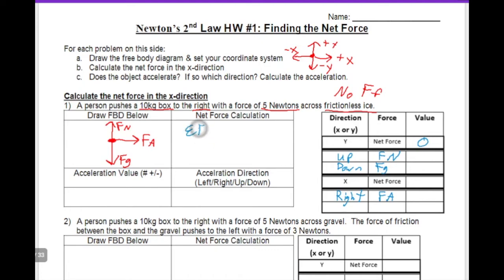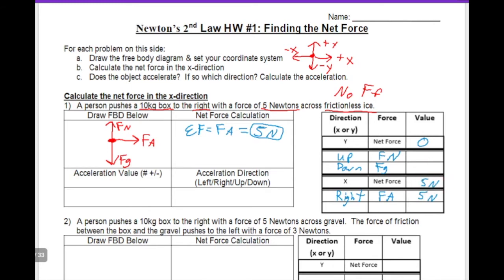And we know that net force is equal to mass times acceleration. But we also know that net force is equal to the forces that point to the right, in this case force applied, minus the forces that point to the left. There's no forces pointing to the left, so that means that our net force is just equal to force applied. In this case, that would just be 5 newtons. I can take that, plug that in here, and plug that in right here.